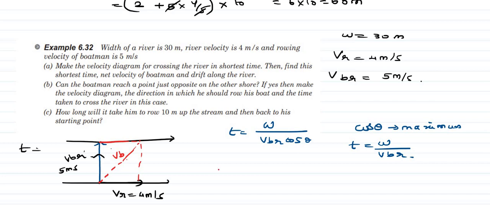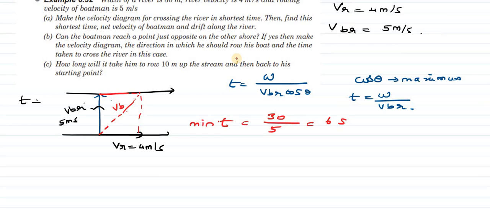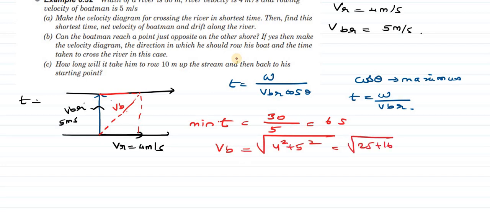Clear? So time is given by what? Width of the river is 30. VBR is given as 5. So 6 seconds it will be. Correct? This is the minimum time. Next, net velocity of the boatman. That is VB, I need to find it out. You can apply the Pythagoras theorem. I told you whenever the shortest time is there, use the Pythagoras theorem. VB will be equal to what? VB is the hypotenuse here. So it is 4 square plus 5 square, which is nothing but 25 plus 16, root 41 meter per second.